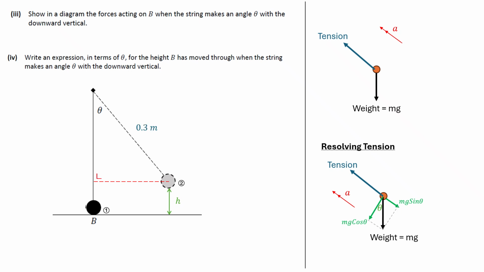Based on that right angle triangle, we know that the length of the string here is 0.3 meters. And then from a bit of trigonometry, we can say that this is 0.3 cos theta because it is the adjacent side. So we have this little portion of that string. Now remember, it is still the string. So to get this missing height, we have the length of the string, which is 0.3, and then we take away the bit that we've calculated in our triangle. So effectively, our expression for our height is simply 0.3 minus 0.3 cos theta.